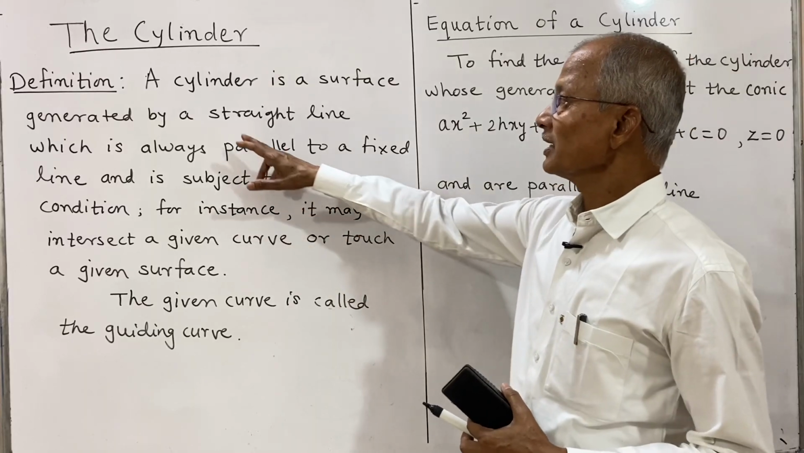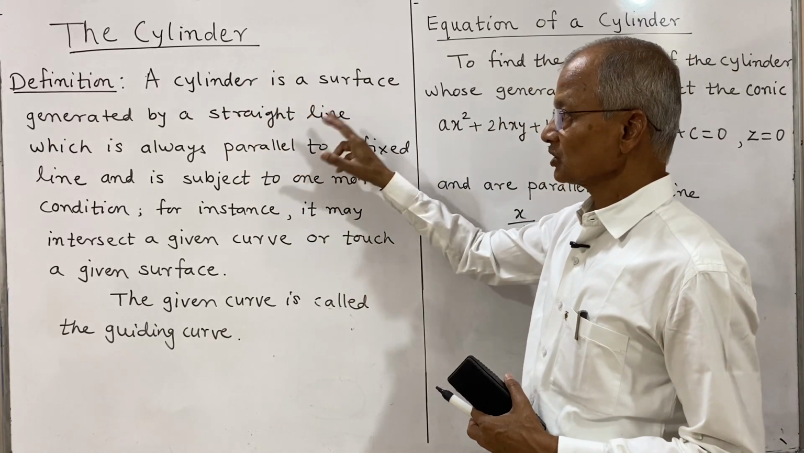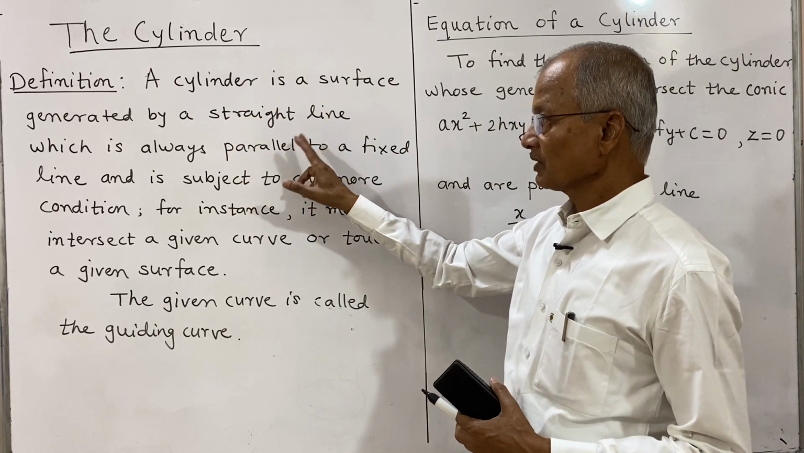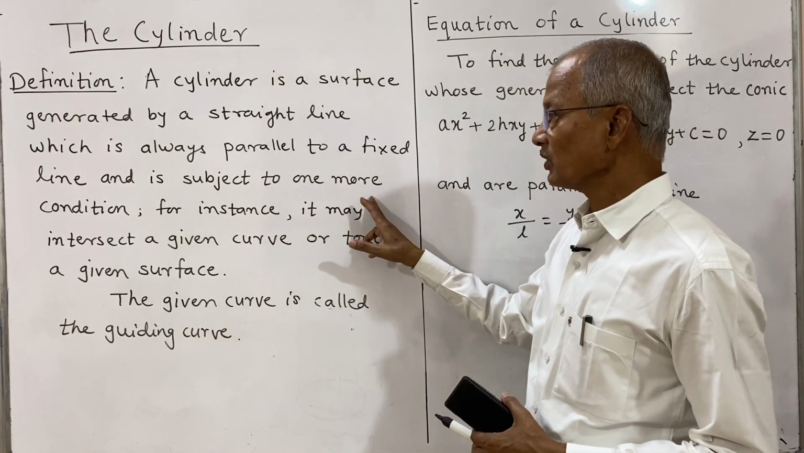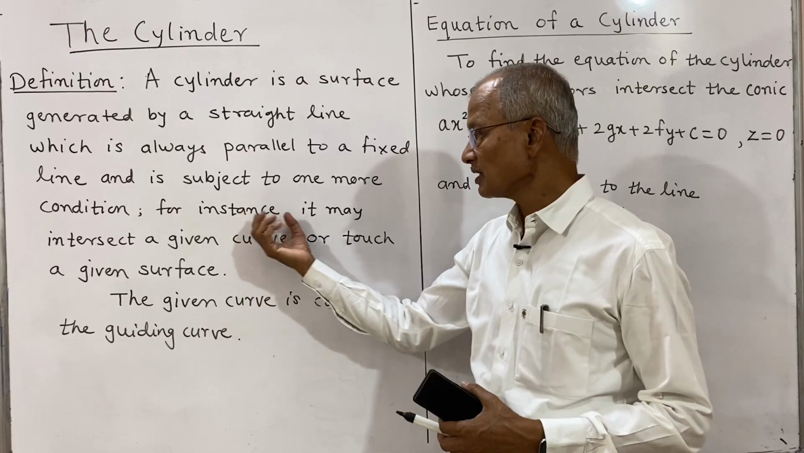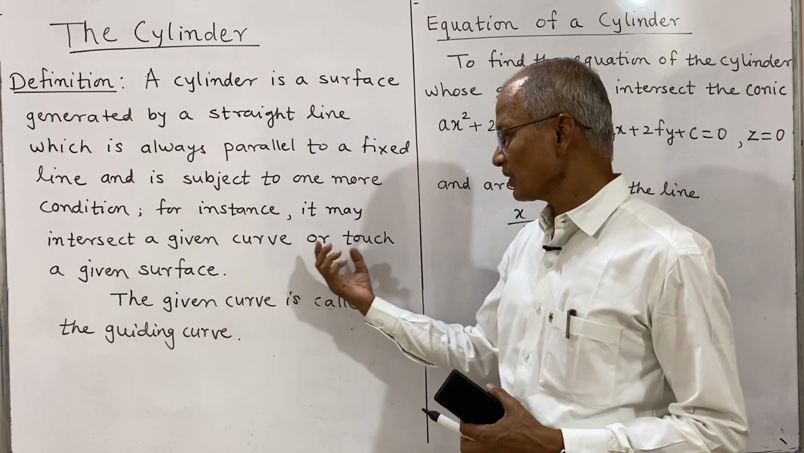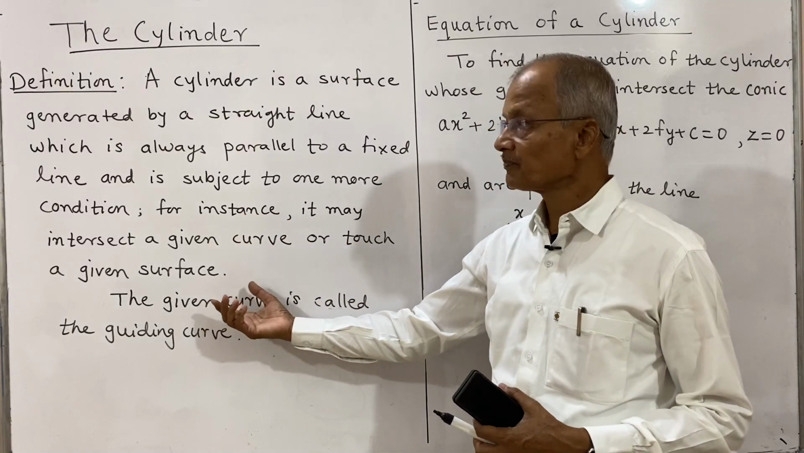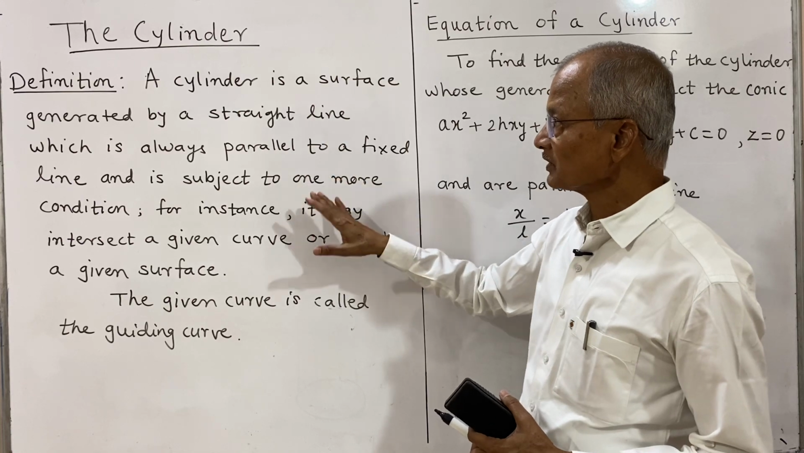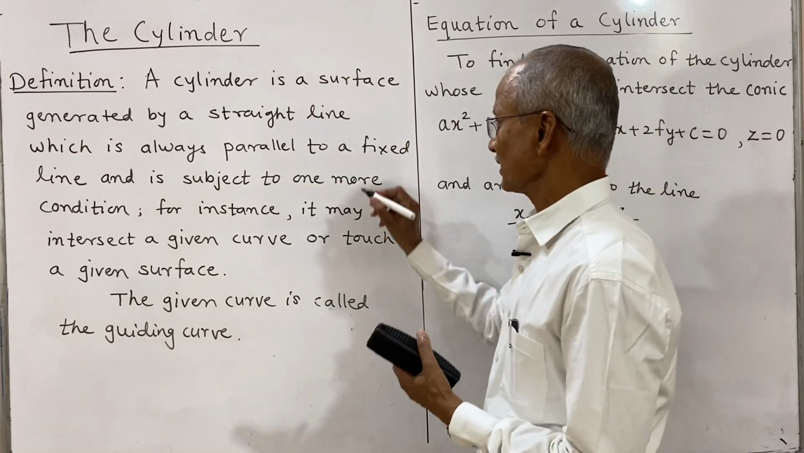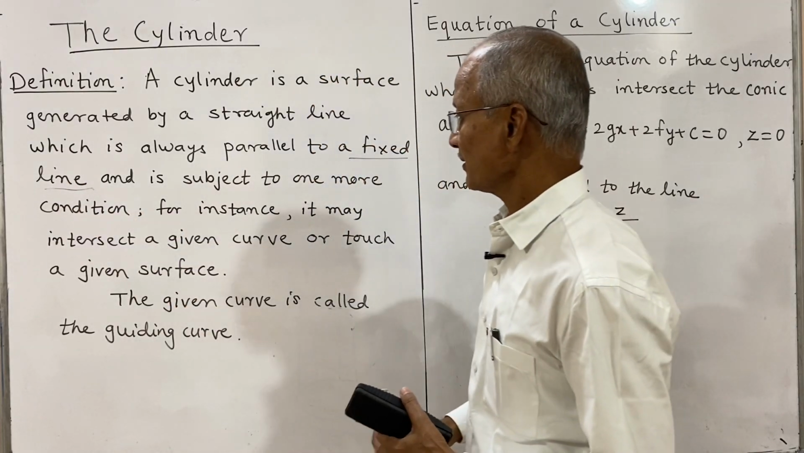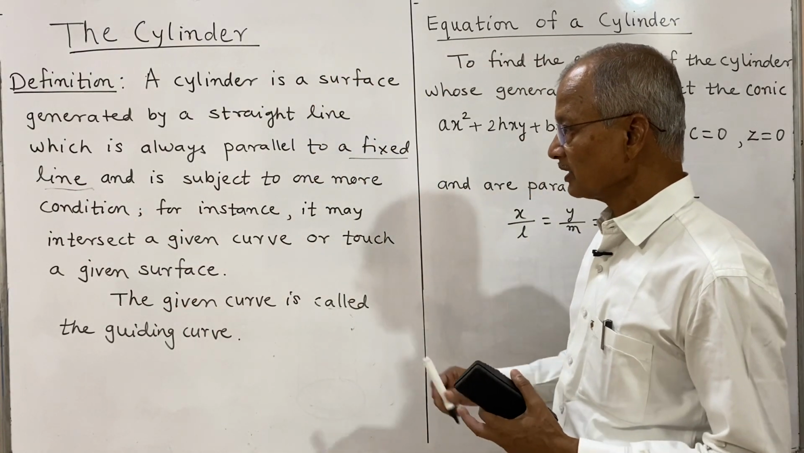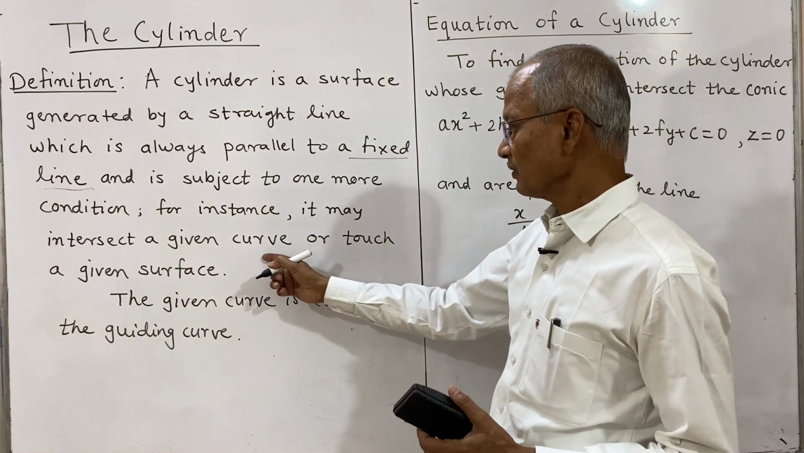The definition is: a cylinder is a surface generated by a straight line which is always parallel to a fixed line and is subject to one more condition. For instance, it may intersect a given curve or touch a given surface. So the lines, the generators of the cylinder, are parallel to a fixed line, and they satisfy one more condition, that they intersect a given curve or touch a given surface.